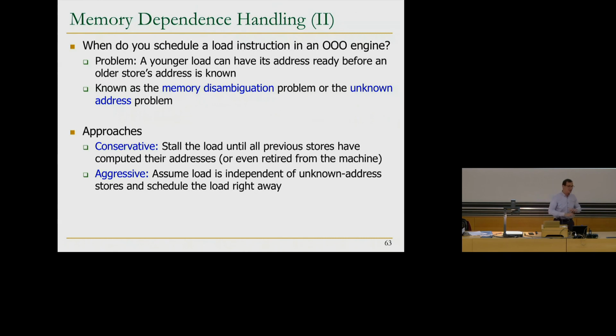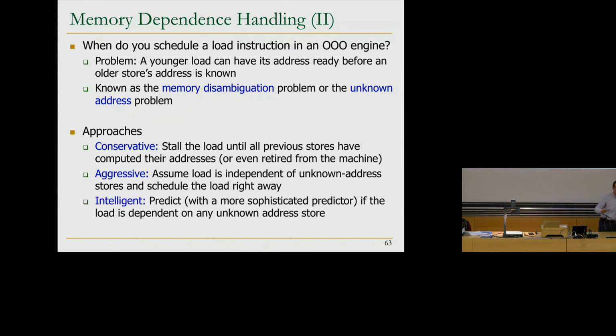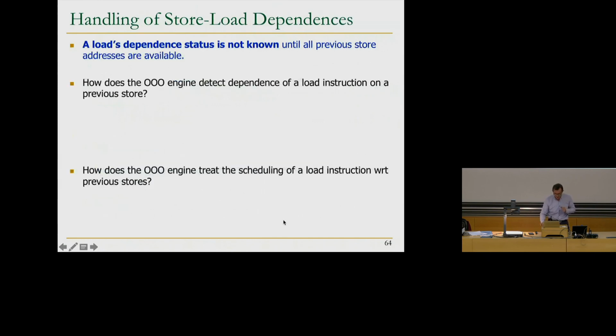Okay, there's also an intelligent approach, which pretty much all existing machines employ, which is essentially more intelligent, as I said. You predict with a more sophisticated predictor if the load is dependent on any unknown address store. So let's take a look at this a little bit more. As I said, a load's dependent status is not known until all previous store addresses are available. There are two questions, actually.